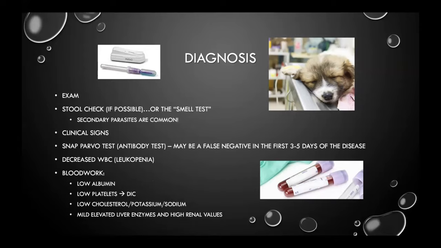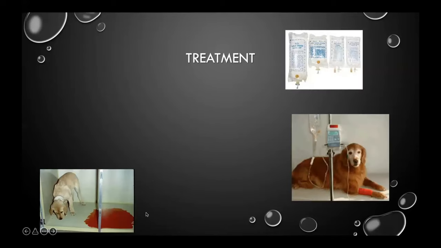Other things we'll see on blood work is a low albumin, and again, that's just from all the fluid loss. Low platelets, low cholesterol, potassium, sodium, all those things that they get from eating and being able to absorb food, all that stuff is lower. And you can get a mild liver enzyme and renal values can be elevated as well. And again, it depends on the disease of the dog and what part of them is affected.